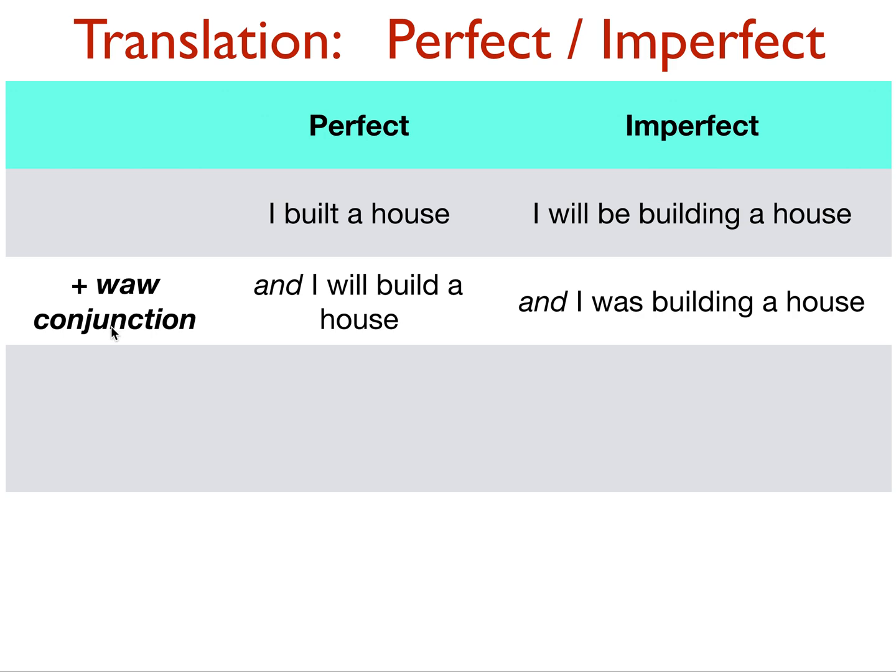If we add vav conjunction to perfect, it turns the completed action to future. I will build a house. Again, this is still completed action, but now it's completed in the future. If we add vav conjunction to an imperfect, it will turn from I will be building a house to I was building a house. It is still an incompleted action, but now it's incompleted in the past tense. The emphasis here is on doing the action, while here the emphasis of the perfect is on finishing the action.